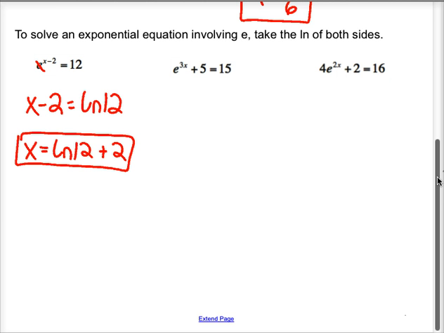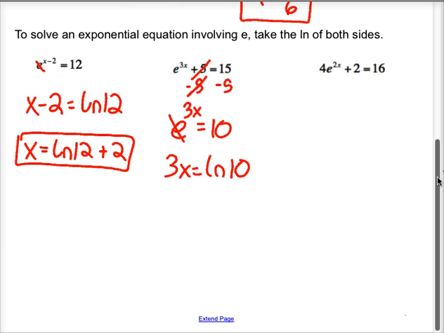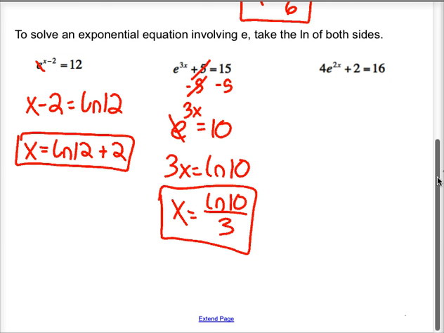All right, now it is important though, before you natural log both sides, you do want to make sure that it's as simplified as possible first. So what that means is you want to turn this into e to the 3x equals 10. Now you want to natural log both sides. That gets rid of your e, turns that into a natural log of 10, and then divide by 3. And there's your answer.